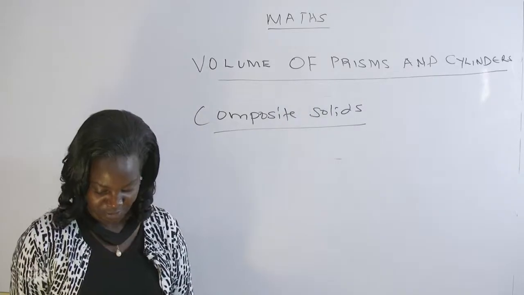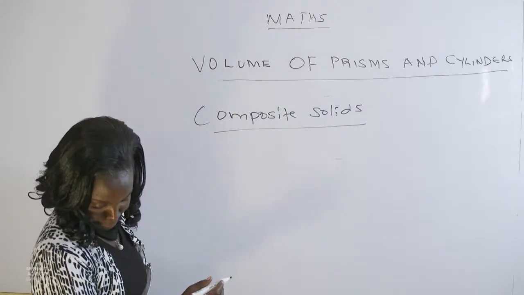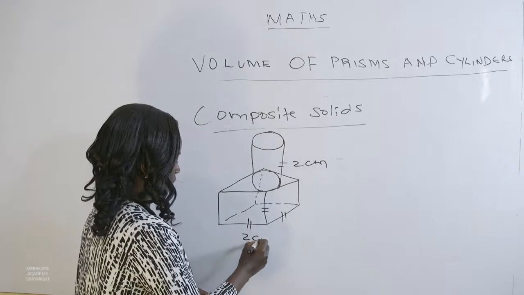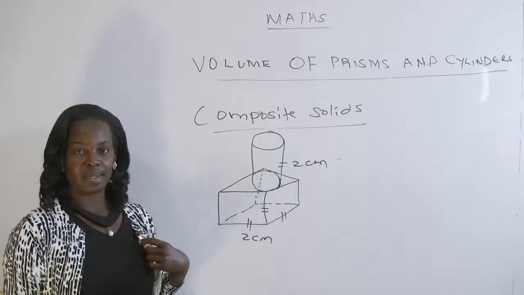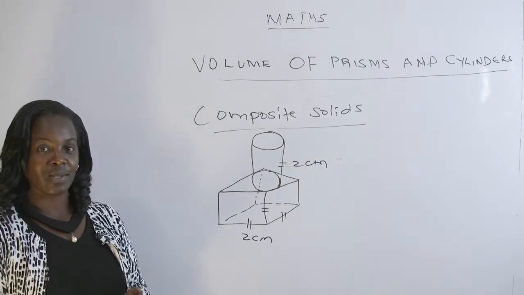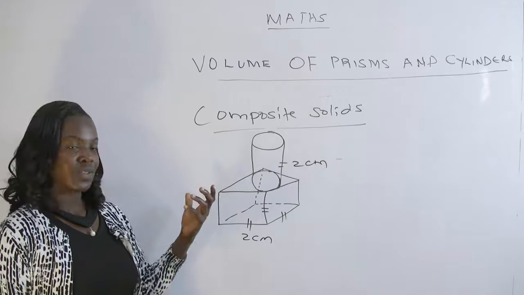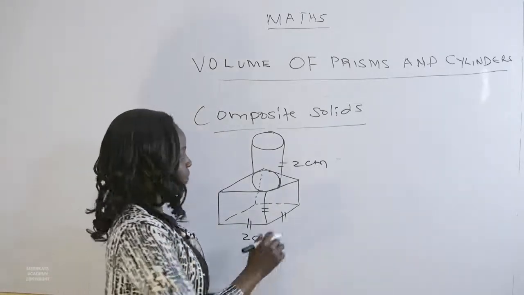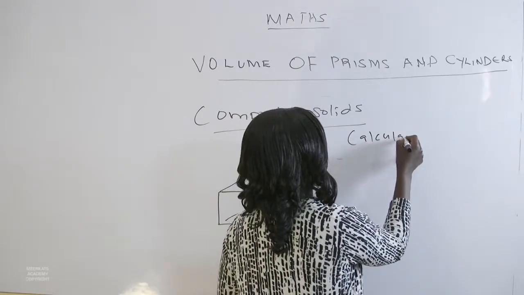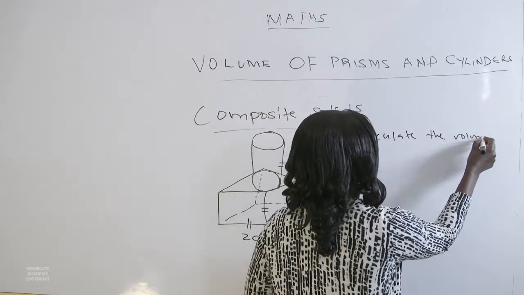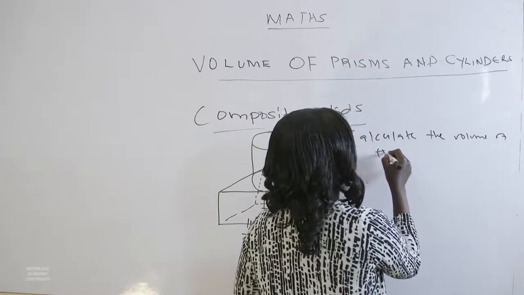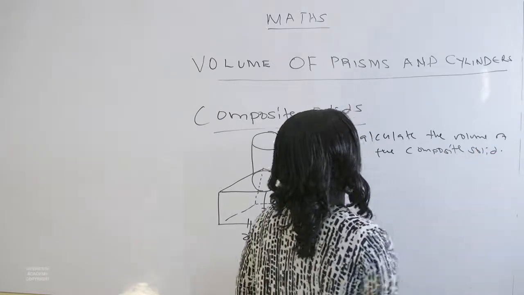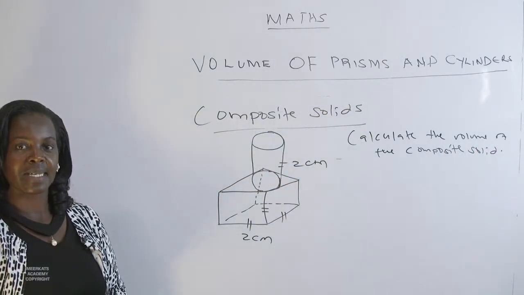How do we calculate volume? For example, let's look at an example of a composite solid made up of 2 or more solids put together. We are told to calculate the volume of the composite solid.